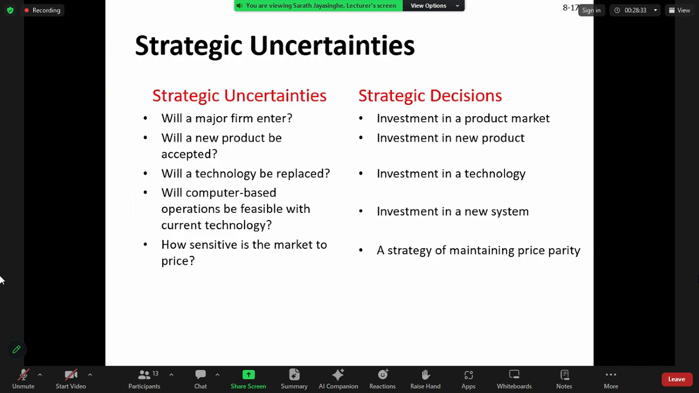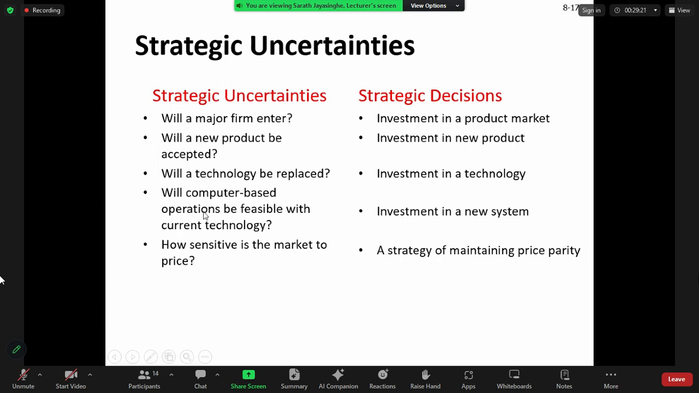So if you look at strategic uncertainties, you can see there are several things. For example, this is the strategic uncertainty and this is the strategic decision. Will a major firm enter? If it happens, what happens? Then investment in a product market. Will a new product be accepted? Investment in new product. Will a technology be replaced? Investment in technology. Will computer-based operation be feasible with current technology? Invest in a new system. How sensitive is the market to price? Strategy of maintaining price parity. So you see that there may be different uncertainties.